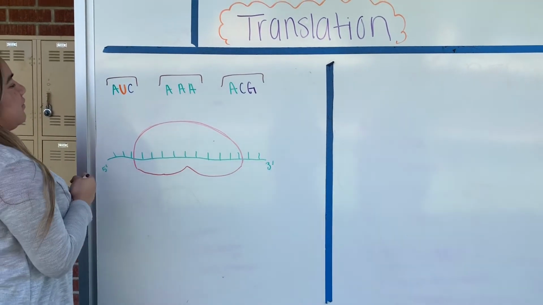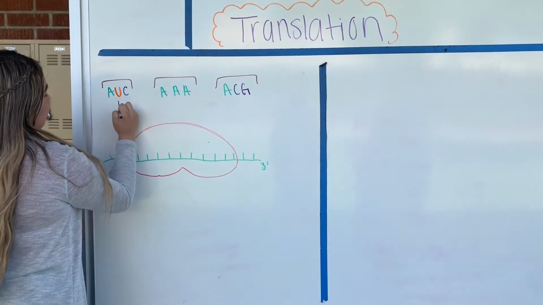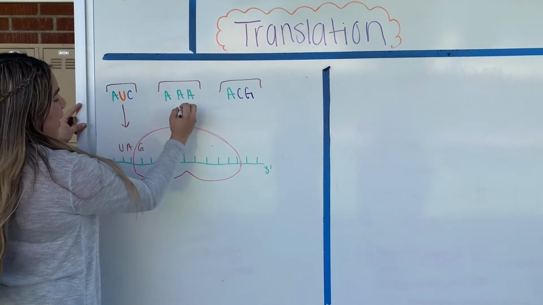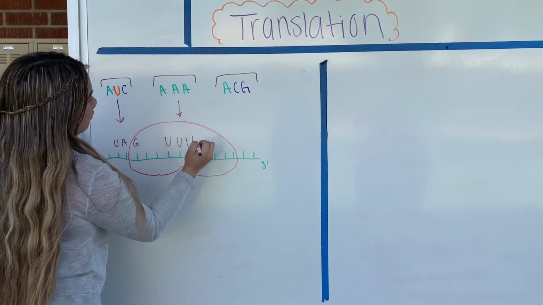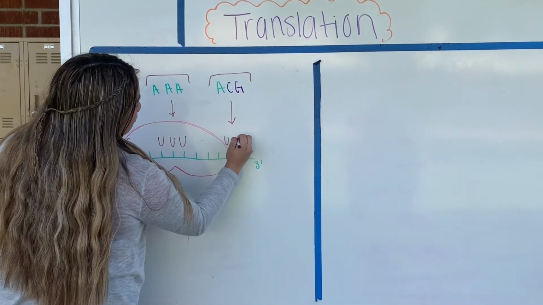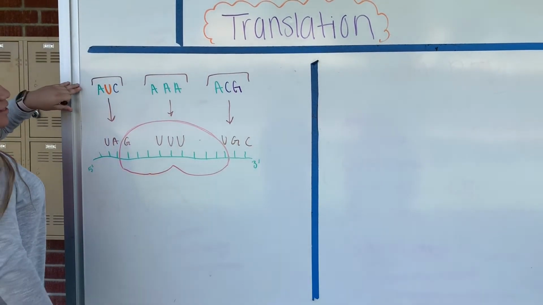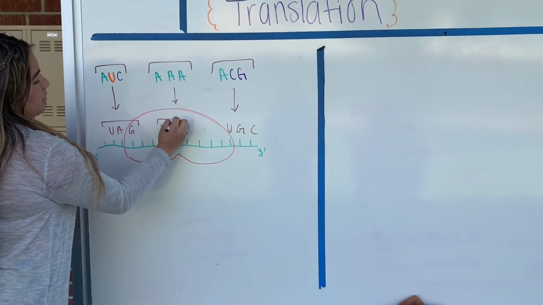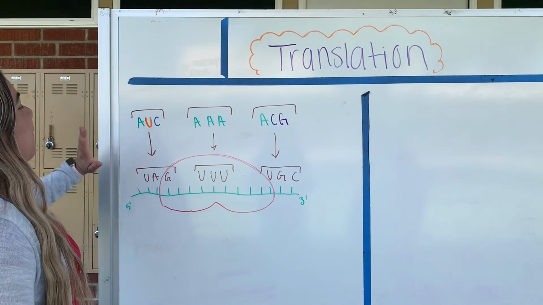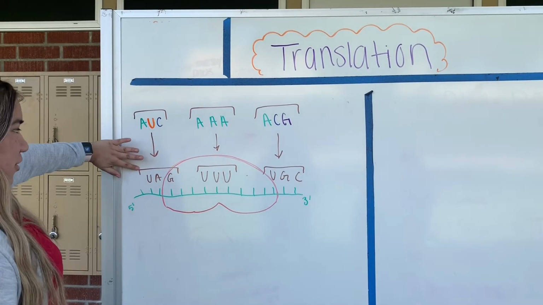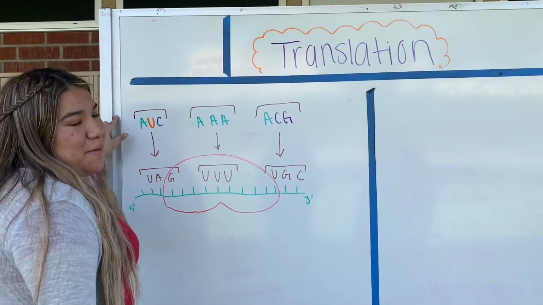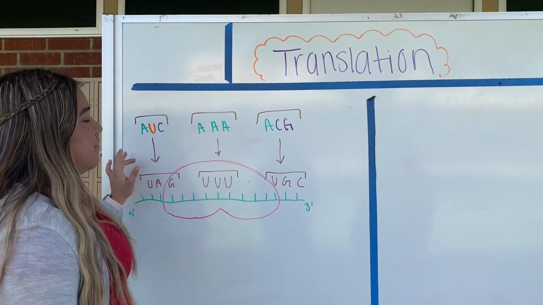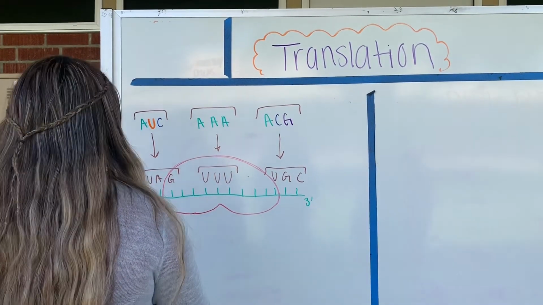So let's begin the process. AUC will translate into an anticodon, which will become UAG. AAA will become UUU, and then ACG will become UGC, which is basically making the codons into anticodons. These codons will later on be labeled as amino acids. So basically the anticodons pairing with the codons are complementary base pairing, which keeps going until each of these finds a matching codon and anticodon within the ribosome strand.